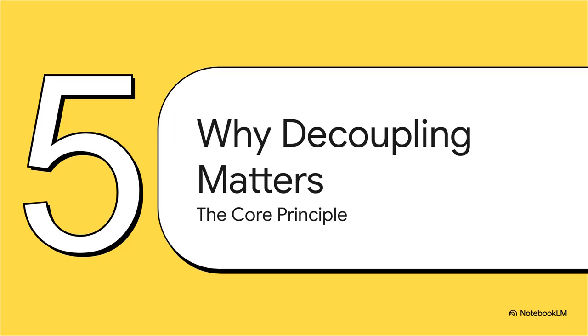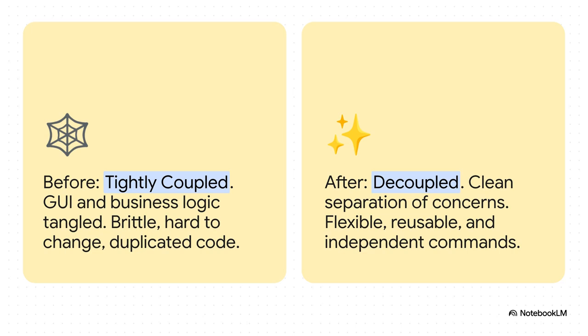Now, all of these amazing superpowers, the queuing, the logging, the undo, they all spring from one single powerful core principle. And that principle is decoupling. Let's just look at the before and after, side by side. Before, we had this tangled mess of GUI code and business logic. It was brittle, it was hard to change, and we had code duplicated all over the place. The button, our invoker, had to know everything about the thing it was calling.